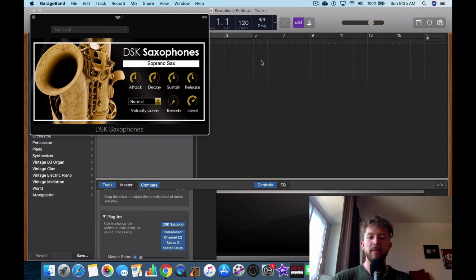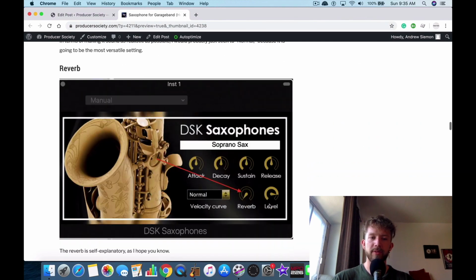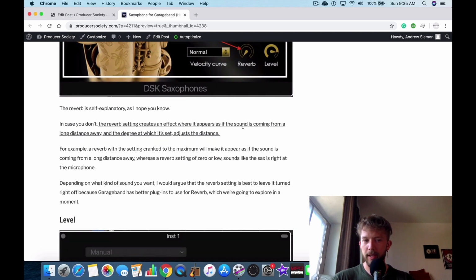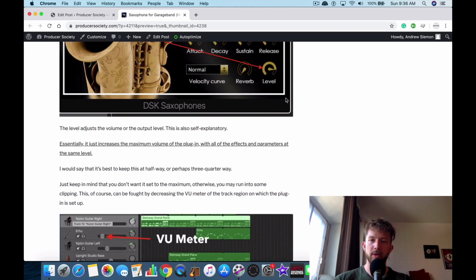But if you don't, that's just kind of like a control that controls the level of... It's kind of a difficult concept to explain. It makes it so that the sound is coming from a distance away. So, for instance, when you increase the reverb, it sounds like it's making the distance even further. But when you turn it off, it's almost like the saxophone is completely right at the mic, and that's what that does.